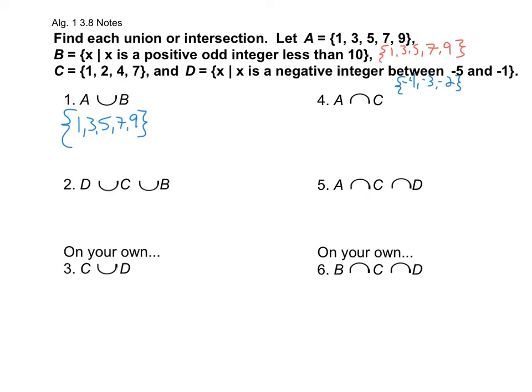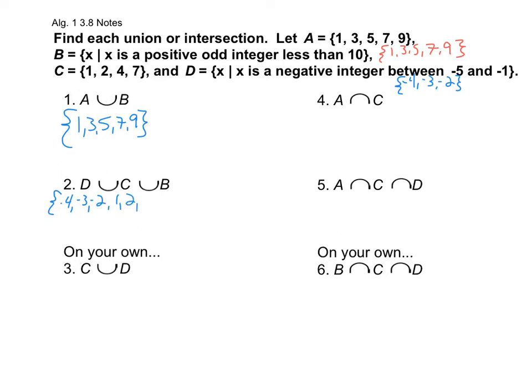For number 2, I've got D union C union B. So in that one, I've got everything that I'm going to see across all four of those sets. I'm going to put them in numeric order. I've got my negative ones first: -4, -3, -2. As I look up this direction, I see a couple in C that I haven't taken care of. Actually, everything in C.